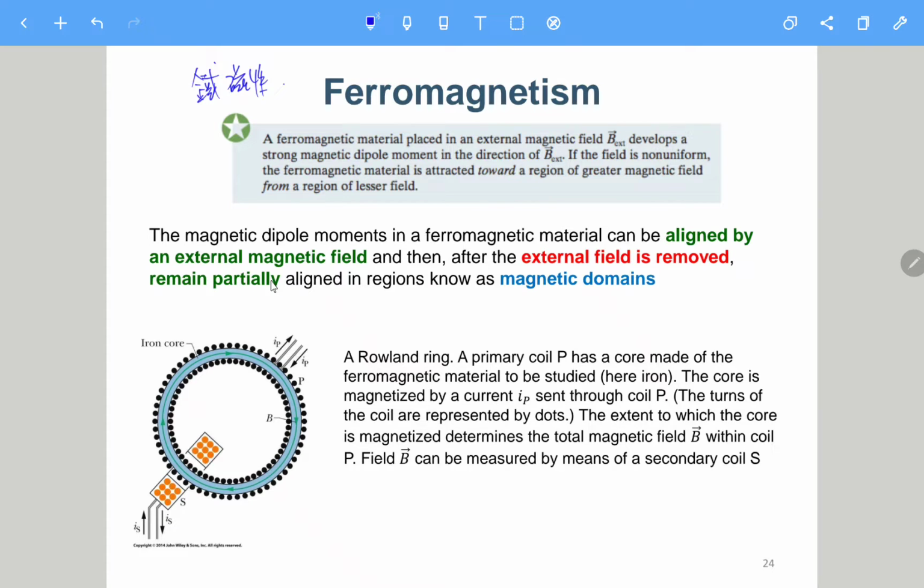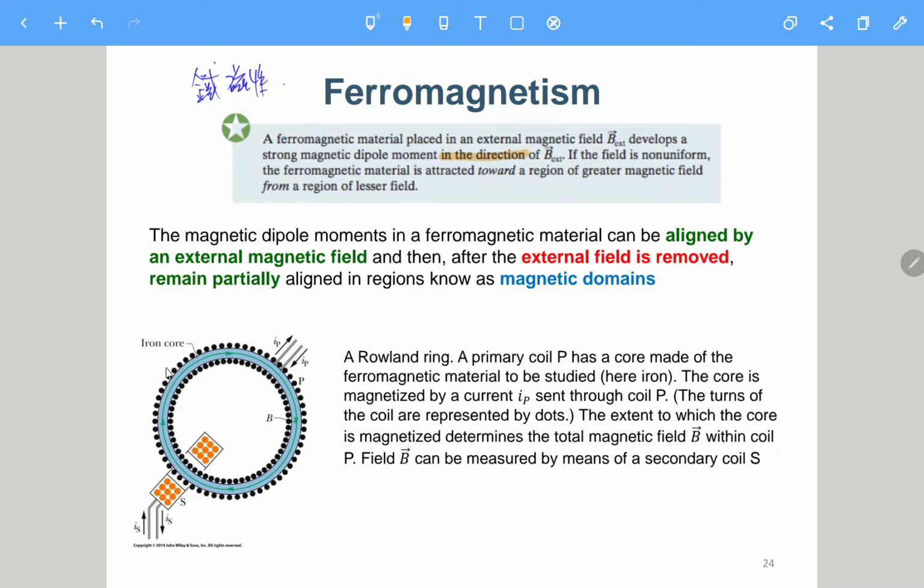So it feels similar to the paramagnetic material in one sense, but actually they are different. It also says the magnetic dipole moments in the ferromagnetic material can be aligned by an external magnetic field, and after the external field is removed, they remain partially aligned in regions known as magnetic domains. So this is the interesting part.